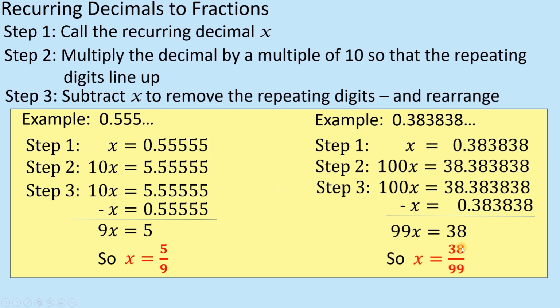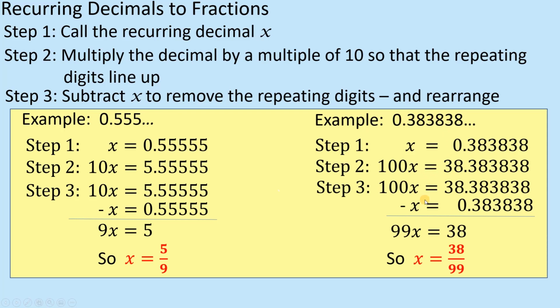Now, I want you to be very, very careful here, because when you're looking at these two, I think you might assume that it's always going to be 9 and 99 or something like that. It's not. The reason that it's like this is because it starts recurring straight after the decimal point. Straight after the decimal point.